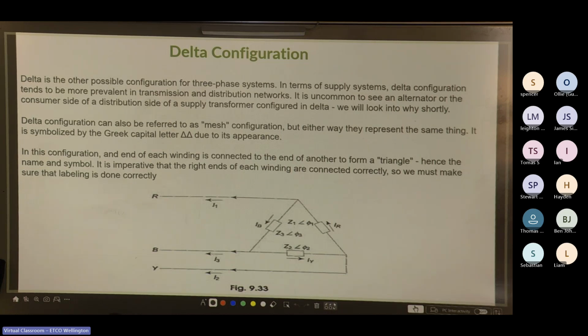A delta configuration can also be referred to as a mesh configuration, but either way they represent the same thing, symbolized by the Greek capital letter delta due to its appearance. So it's basically a triangle. In this configuration, an end of each winding is connected to the end of another to form a triangle, hence the name and symbol. It is imperative that the right ends of each winding are connected correctly, so we must make sure that labeling is done correctly.